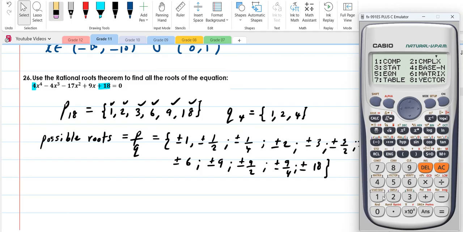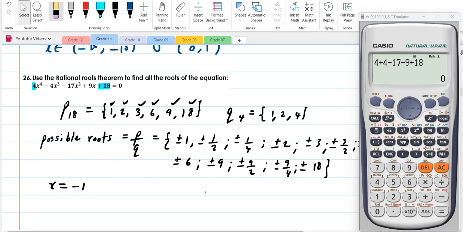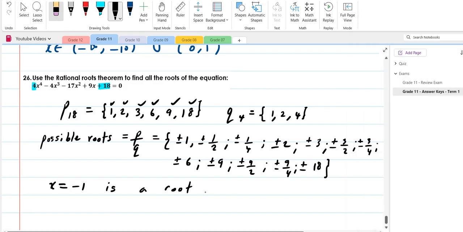So I'm substituting here. Negative 1 cubed is negative 1 times minus 4, which is plus 4. Minus 1 squared is 1, so minus 17. Minus 9 and plus 18. So minus 1 works, perfect. Since minus 1 works, we can say x is equal to negative 1 is a root, because I substituted negative 1 inside here and it worked.